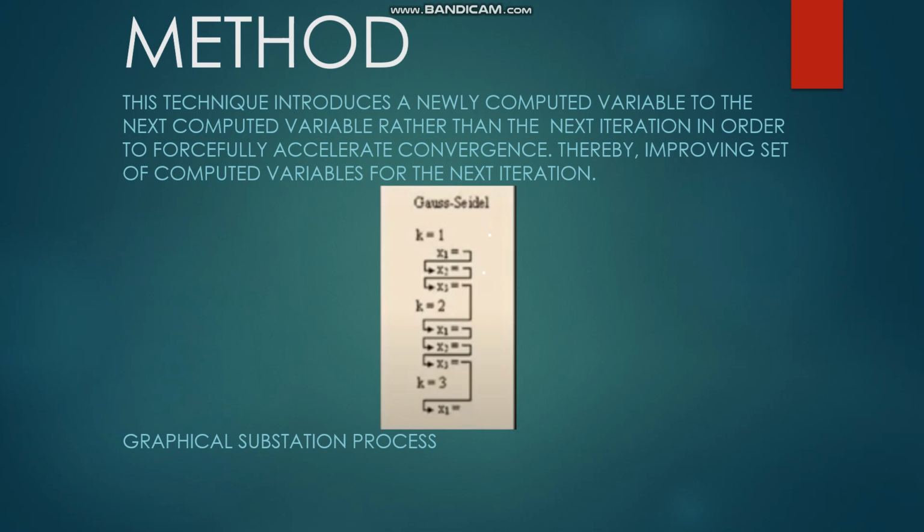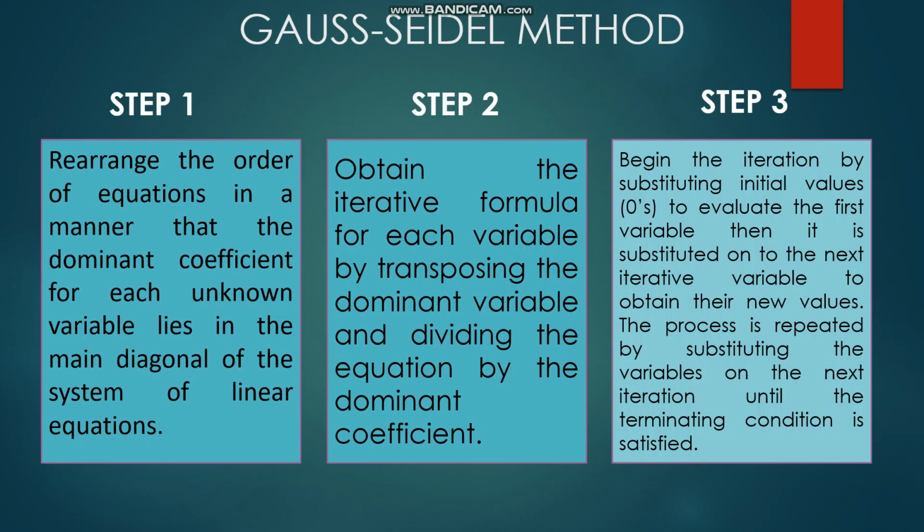This will be the graphical substitution process for Gauss-Seidel. We have three steps when solving Gauss-Seidel manually. Step 1, we rearrange the order of the equations in a manner that the dominant coefficient for each unknown variable lies in the main diagonal of the system of linear equations.